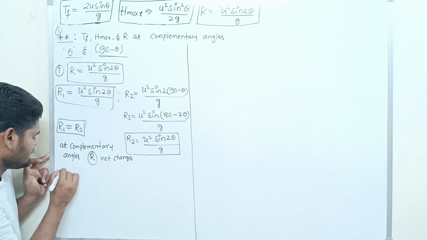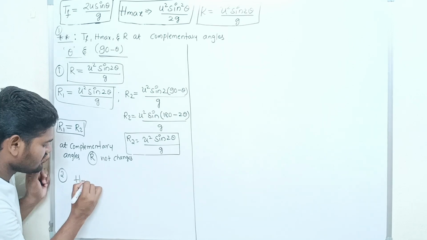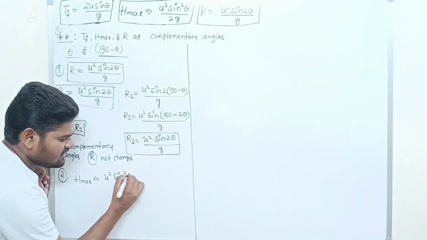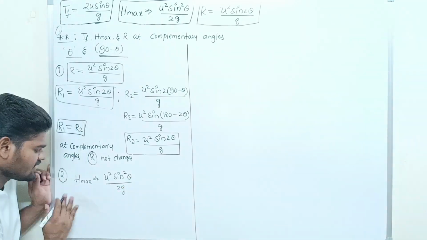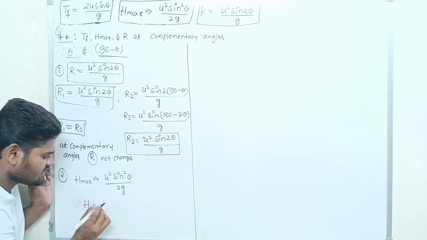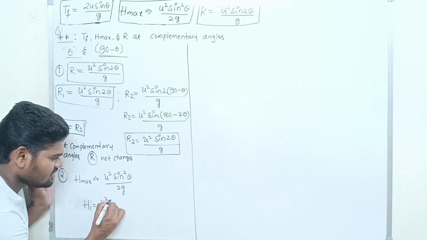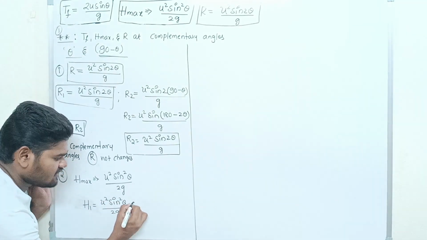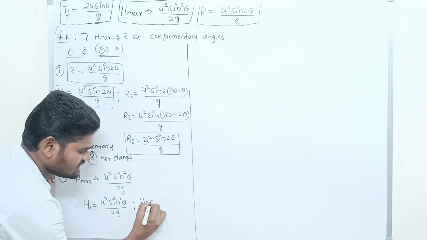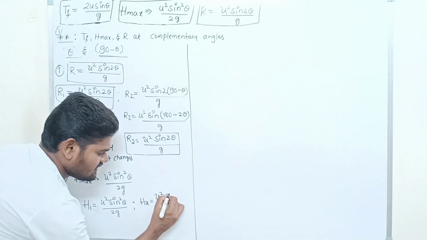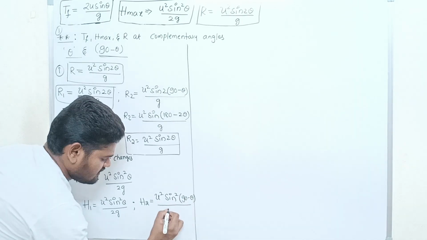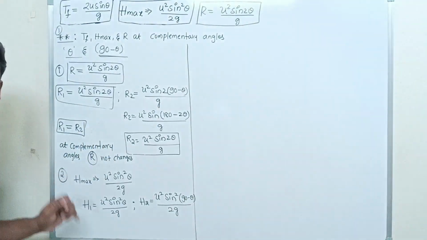I'm taking the second one, that is H maximum. So H maximum is equal to u square sine square theta by 2g. Let us say this is H1. So H1 is equal to u square sine square theta by 2g, and if you substitute 90 minus theta, then H2 is equal to u square sine square of 90 minus theta divided by 2g. Are you getting it?